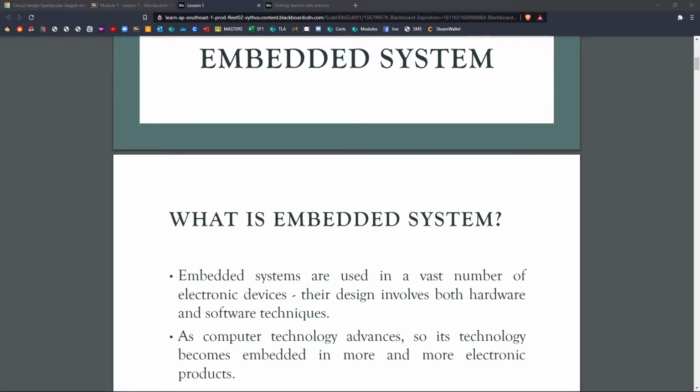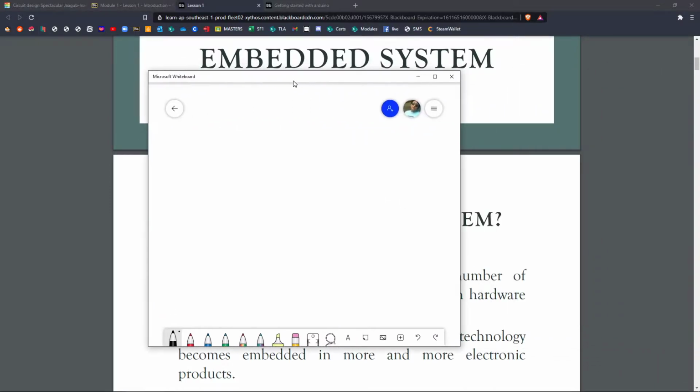So embedded systems are used in a vast number of electronic devices. Their design involves both hardware and software techniques. So what is hardware and what is software? Hardware and software.